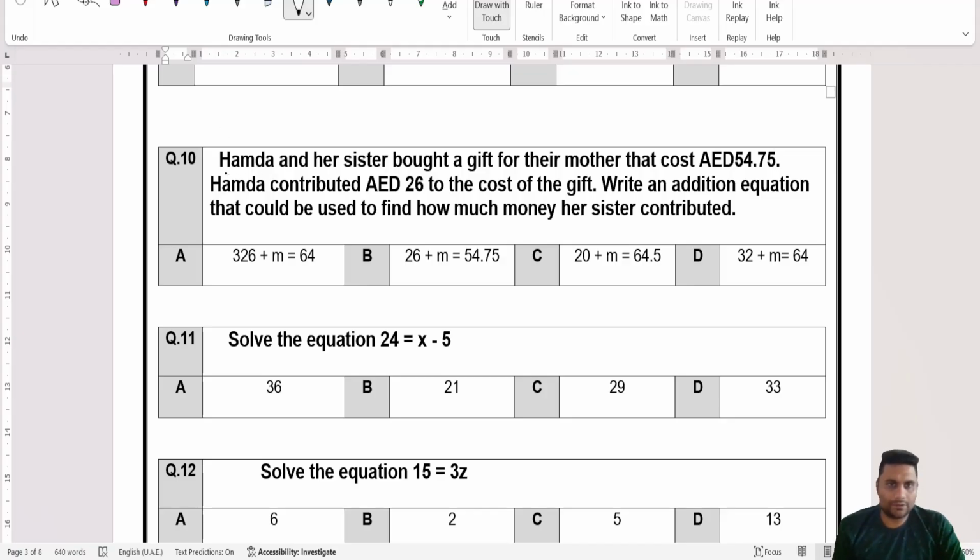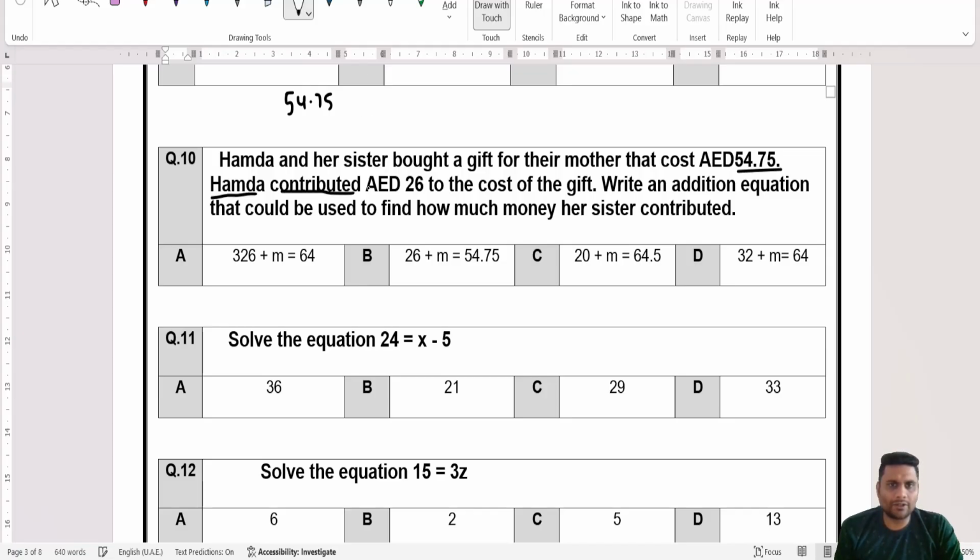Let's start. This is a word problem. So first we have to read it, understand it, and then solve it. Hamda and her sister bought a gift for their mother that cost 54.75 dirham. So Hamda and her sister purchased a gift for their mother. And what is the price of the gift? Let's write here 54.75.